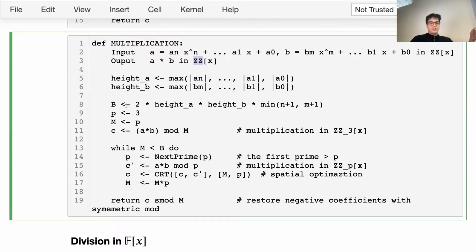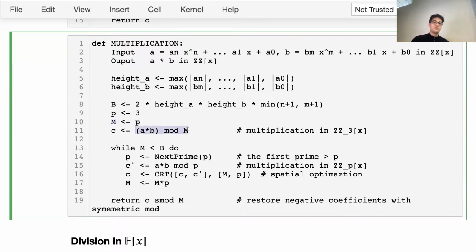This is going to be your bound, right? So it's predictable how many primes you have to multiply together because they have to exceed the bound. And I'm just saying, okay, pick the first prime. It's 3. The current M that we're working with, that's going to be the mod M part of the Chinese remainder. It gets P. So at this point, it will be 3.